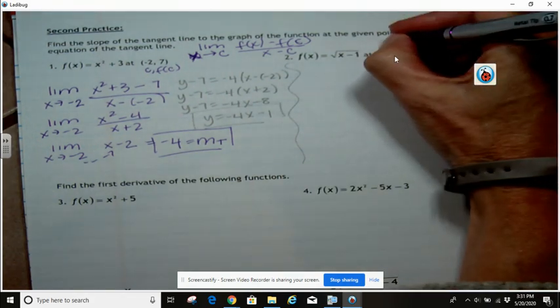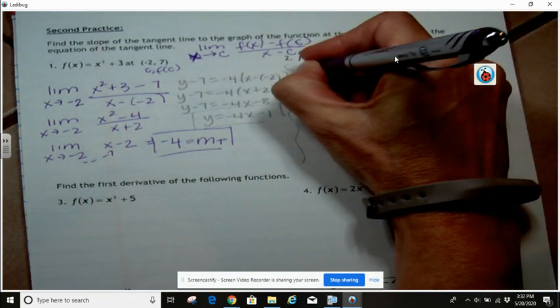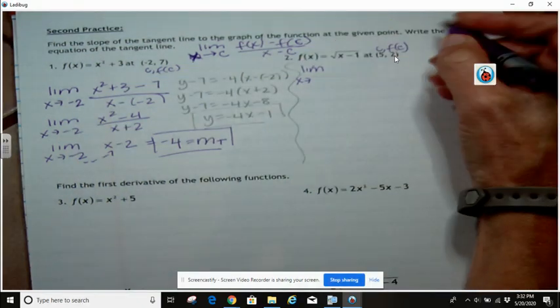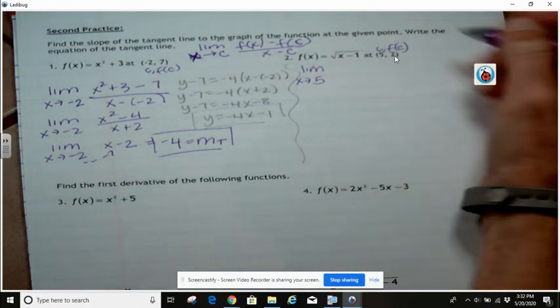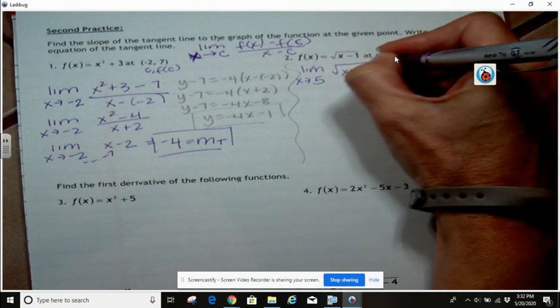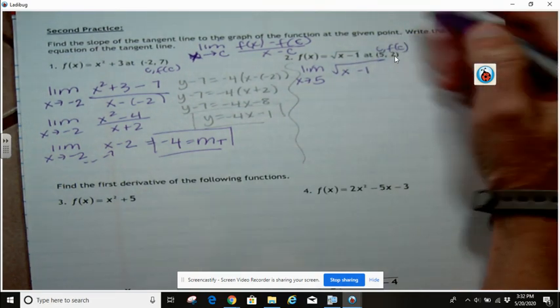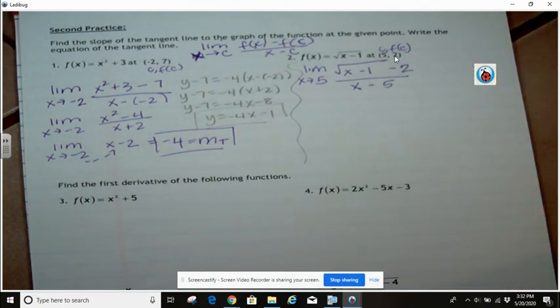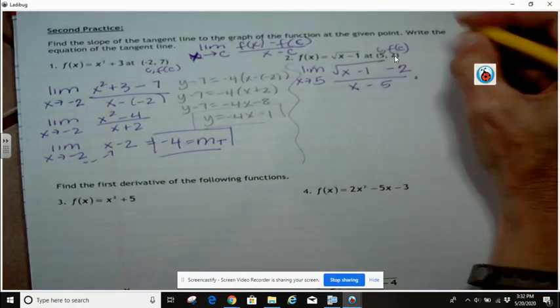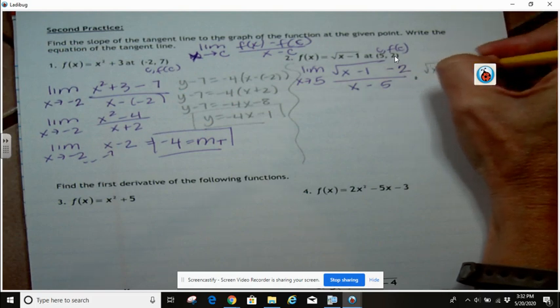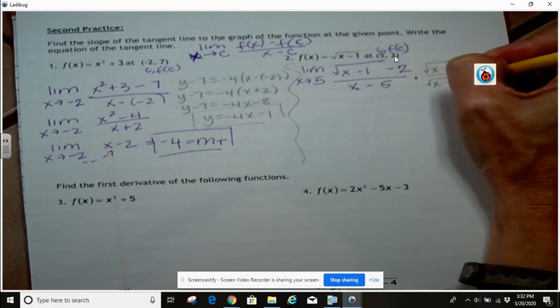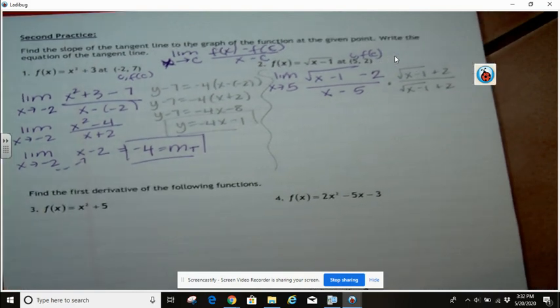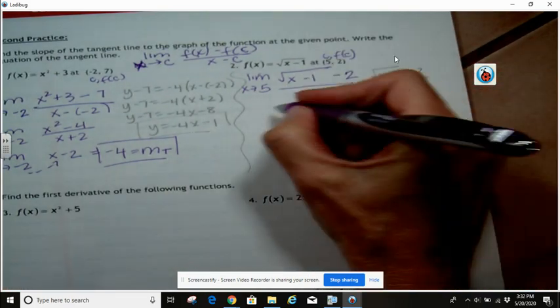Okay, so this is c comma f of c. So the limit as x approaches whatever the x value is, of the function minus the y value they gave you, over x minus the x value they gave you. So this is another one. Anytime it's the square root function, you're going to use those conjugates. So we're going to rationalize the numerator by multiplying by the conjugate on both the top and the bottom. That's going to happen every time.